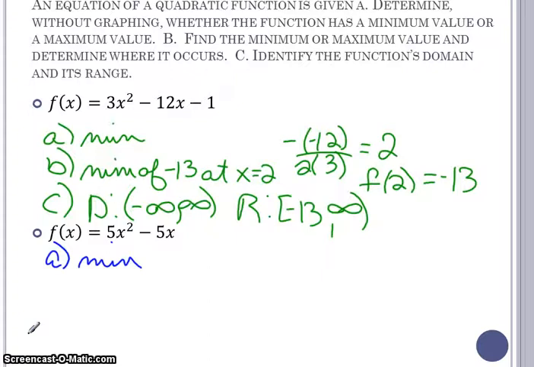All right, so then we need to find where that happens. What is b this time? Negative 5. What's a? 5. So let's see, we're going to have 5 over 10. So that's going to be at 1/2 this time.